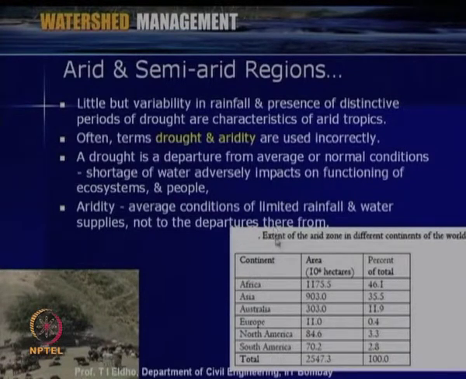Now, as far as the world is concerned, the extent of arid zones in different continents is listed here. For example, Africa, 1175 million hectares, about 46.1% of the total area we can classify as arid. Asia is about 35.5%, Australia 11.9%, Europe only 0.4%, North America 3.3%, South America 2.8%. Like this, the extent of arid zones in different continents varies. From continent to continent, or from one country to another country, there is a lot of variation as far as the arid zone statistics is concerned.